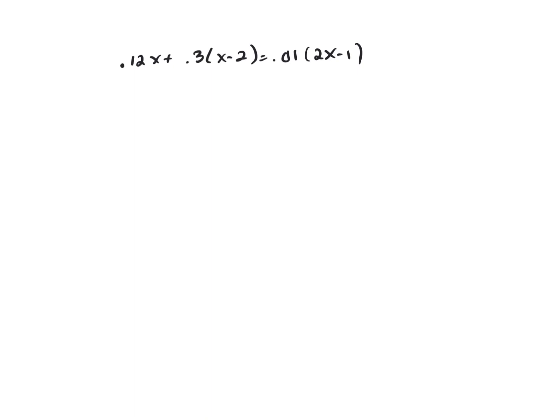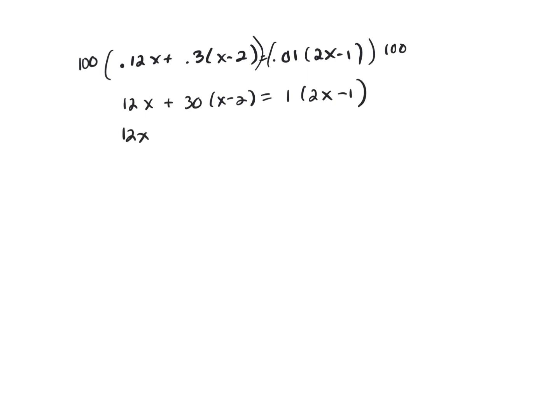Even though we can use calculators, I'm going to multiply every term on both sides by 100 to get rid of my decimals. Multiplying by 100 will move the decimal 2 places to the right. So that'll be 12x plus 30 times x minus 2 equal 1 times 2x minus 1. So that's 12x plus 30x minus 60 equals 2x minus 1.